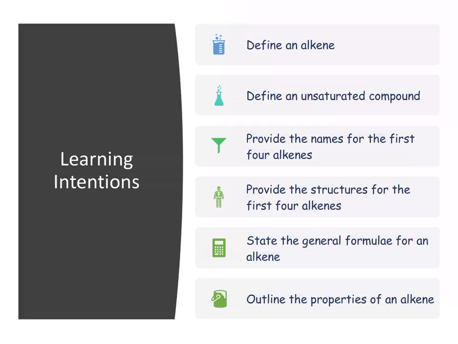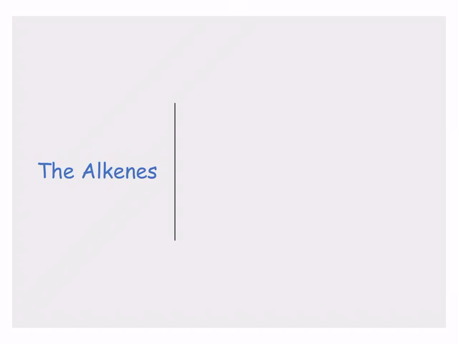The alkenes. We're going to discuss why they are also called unsaturated compounds. We have to be comfortable with naming the first four and drawing the structures for the first four, discussing the general formulae and having a look at the different properties of our alkenes. So the alkenes are known to be unsaturated hydrocarbons.